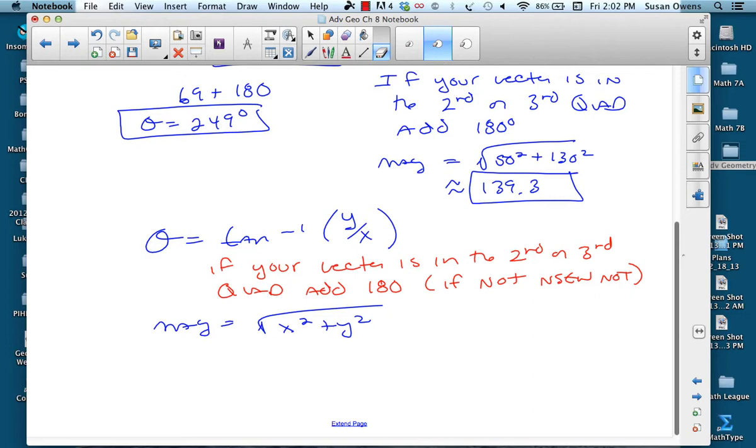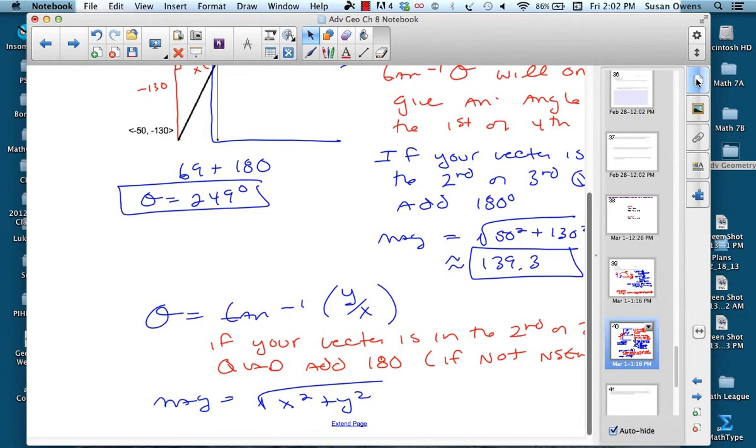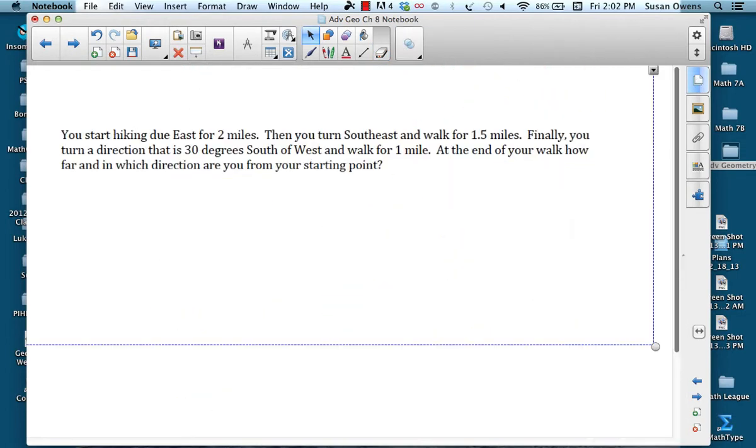Okay, let's do a couple examples. Now you guys can go out in the real world and do some real trig. You start hiking east for 2 miles. You turn southeast and you walk 1.5 miles. Finally, you turn in a direction that is 30 degrees south of west and you walk for another 1 mile. From where you started, what is your total displacement and direction?